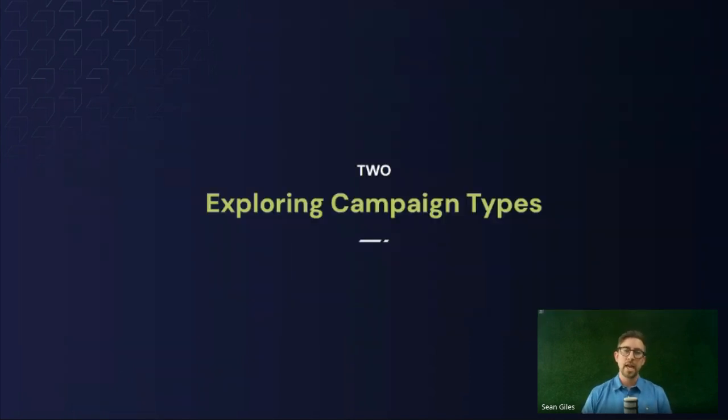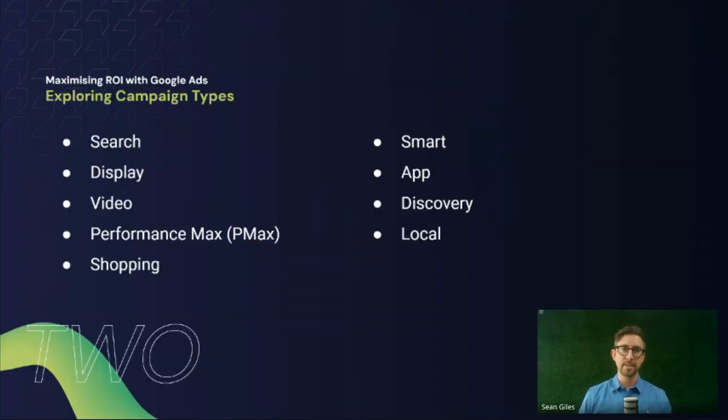So now we're going to have a look at some campaign types that you can use within Google Ads themselves. So there are quite a few different campaign types. We've got 9 listed here. We've got search, display, video, performance max, shopping, and then smart, app, discovery, and local. And we're just going to have a quick look at the 5 on the left-hand side, because the ones on the right are a bit more, I guess, maybe niche.